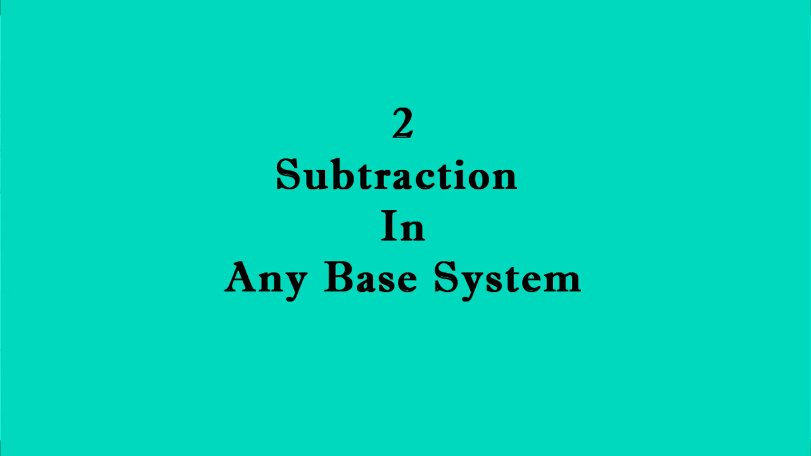Okay, so in the last video we saw how we can do the addition of any two numbers in different bases. So let us see today how we can do the subtraction of any two numbers which are in any base. Maybe it is in base 2, maybe in base 4, base 5, base 8, 10, 16, and so on. In any base system you can do the subtraction. So how we can do this, let us see.